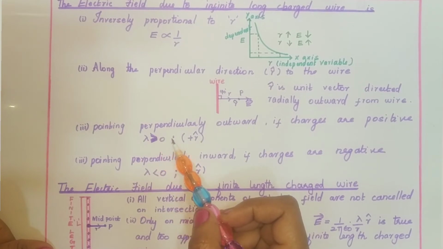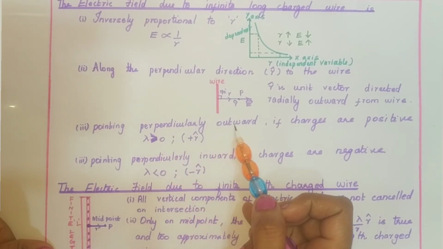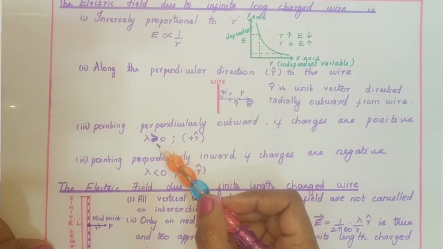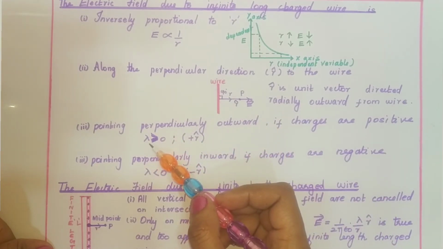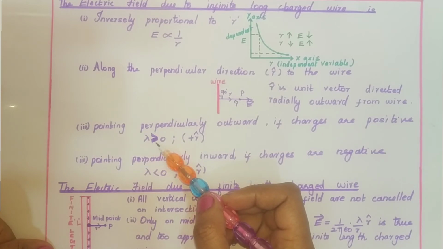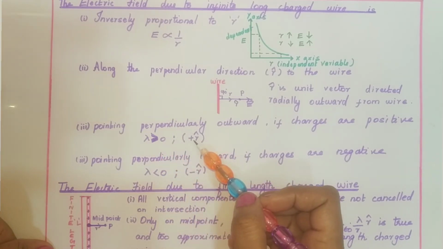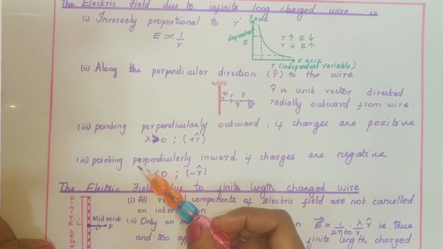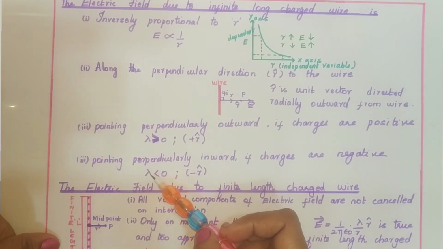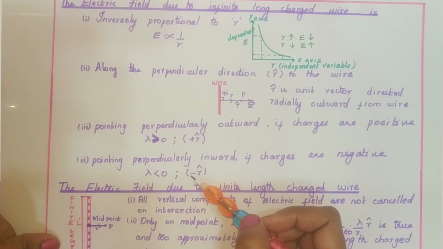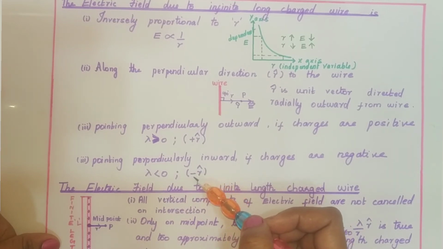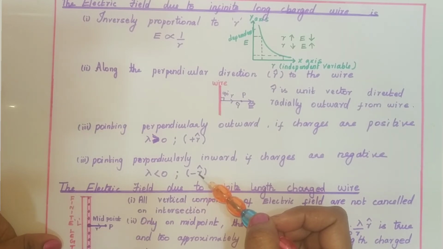The electric field is pointing perpendicularly outward if the charges are positive. If the charges are positive, the accumulation of charges will be positive, so lambda takes a value greater than 0. Then since it is radially outward, we give plus R unit. And if the charges are negative, then lambda takes a value less than 0, and this R unit becomes minus R unit since the direction is inward.